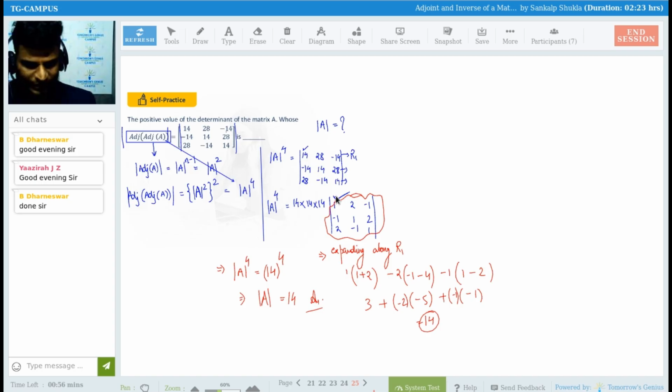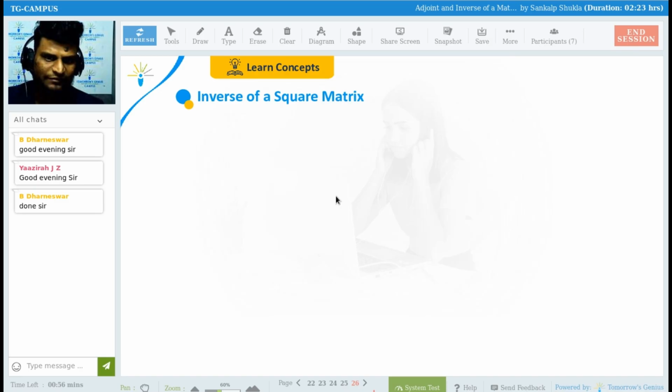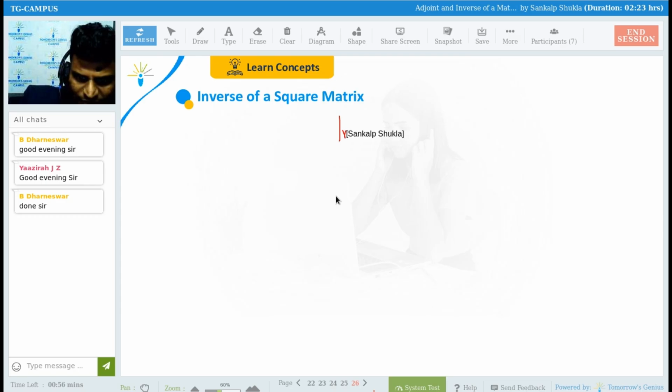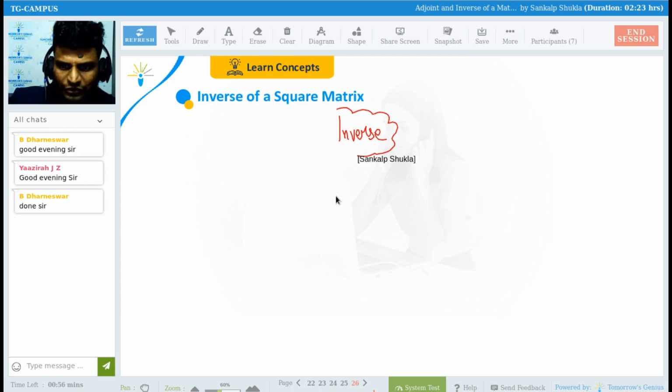So only one last topic is remaining, and then we'll have to solve some questions. What is that last topic? That last topic is inverse of a square matrix. This is very important, inverse of a square matrix. How do we find inverse of a square matrix? Inverse of a square matrix can be easily found using two methods.